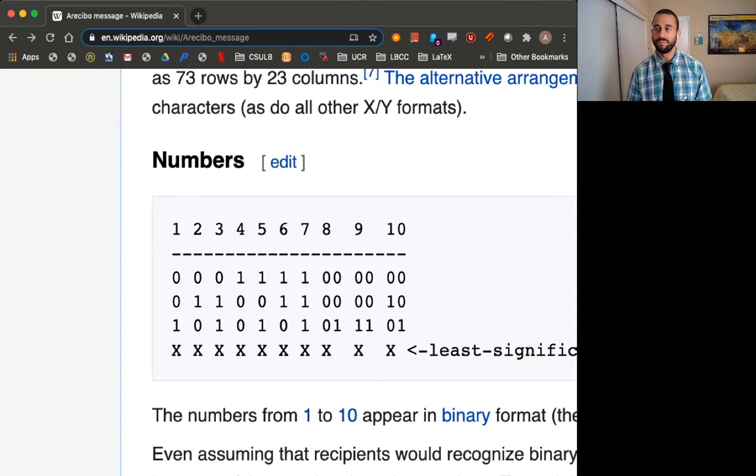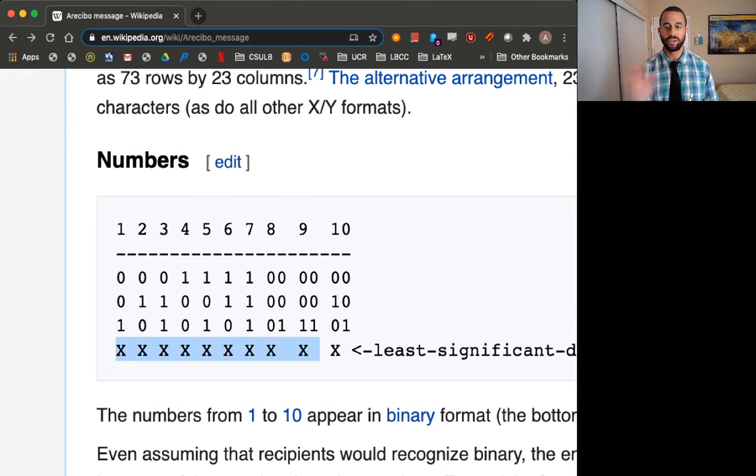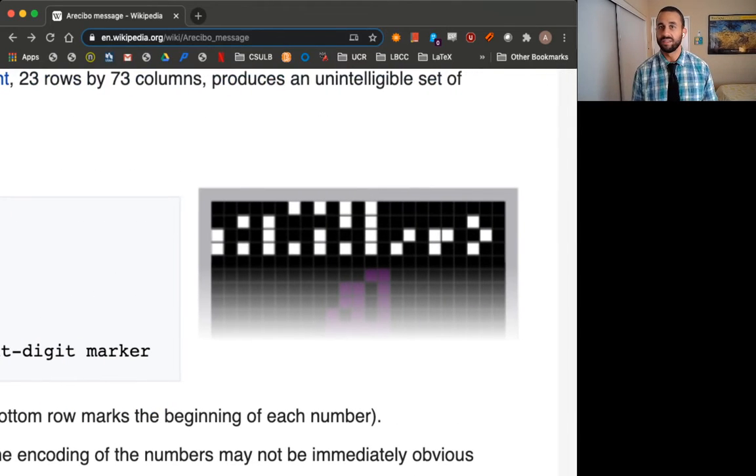So here's the number 1. What's the number 1? They're going to go 0, 0, 1. What's the number 2? 0, 1, 0, because you've got 1, 2, and 0 ones, right? What's the number 3? It's 0, 1, 1, because you have 1, 2, and then 1 left over, and so on and so on. The very last is a least significant digit marker. This is just to let the aliens know to go to the next line, essentially. That's what it is in the message.